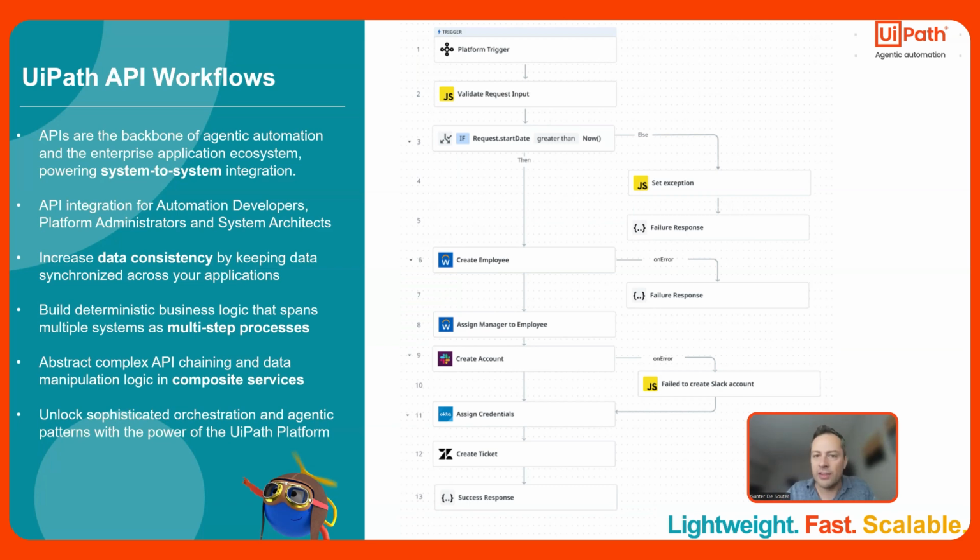This unlocks powerful new use cases like data consistency, where you can keep data consistent between applications, where you can implement multi-step processes that include transformation, conditional logic, and any kind of complexity as you need it. In addition, it offers a way to build composite services that can be used anywhere across UiPath and far beyond. This really allows you to unlock sophisticated orchestration on the agentic platform that UiPath offers.